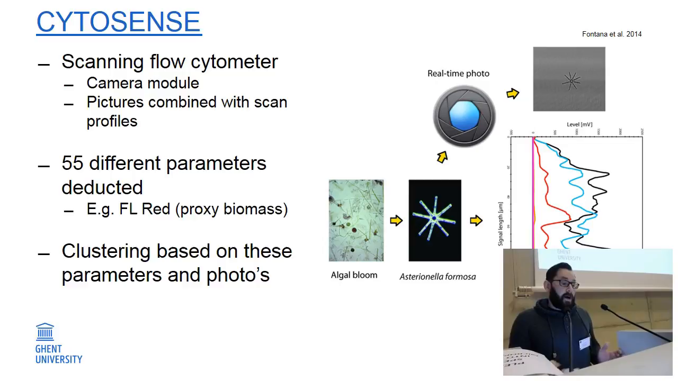What's nice on our Cytosense is that it also has a camera module, so you can link the pictures that are taken with the scan profile. So from the scan profile, 55 different parameters are deducted. Then you have to think about the sample size, the size of a phytoplankton cell, or the fluorescence red, which can be used as a proxy for biomass. And the clustering of the phytoplankton species is based on these parameters and on the photos.